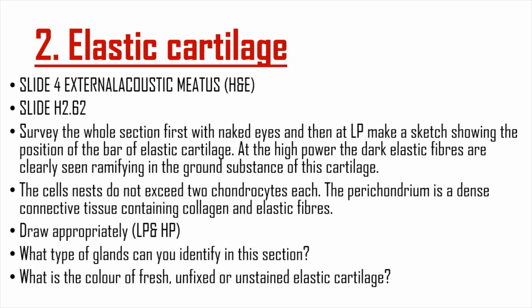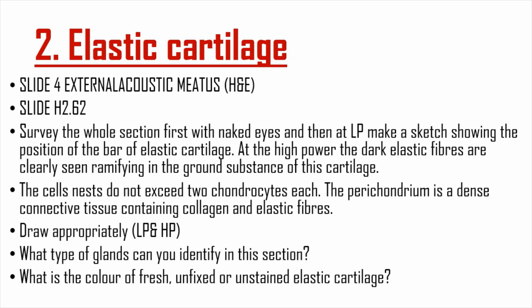Elastic cartilage is found in the external acoustic meatus. So this is slide 4. What you're required to do here is survey the whole section first with your naked eyes, and then at low power, make a sketch showing the position of the bar of the elastic cartilage. And at high power, the dark elastic fibers are clearly seen, ramifying in the ground substance of this cartilage.